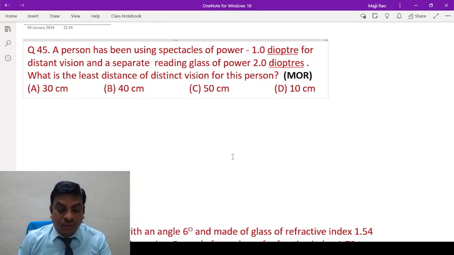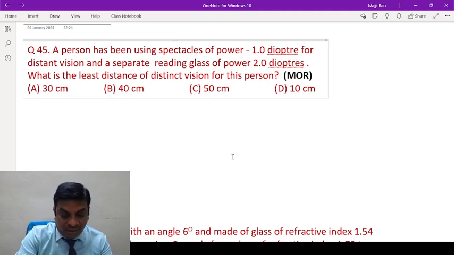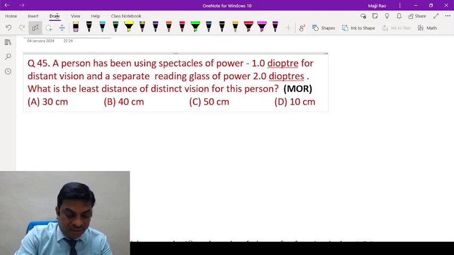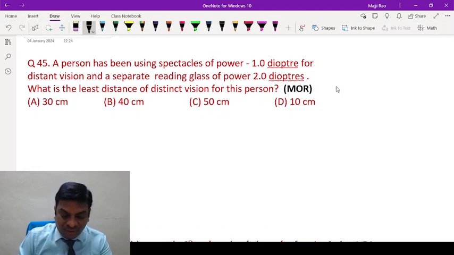Today I have come with questions based on optics which were asked on 30th January 2023 JEE Mains. So without wasting time, let us start solving this. Here comes the first question.